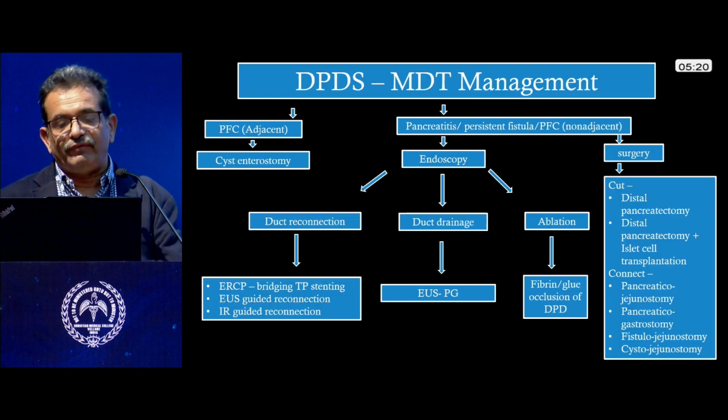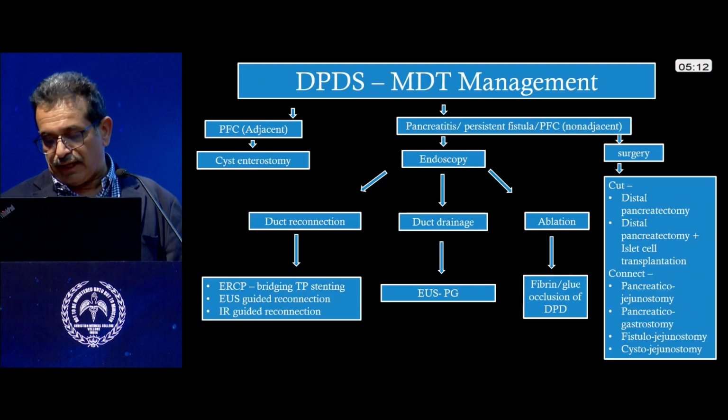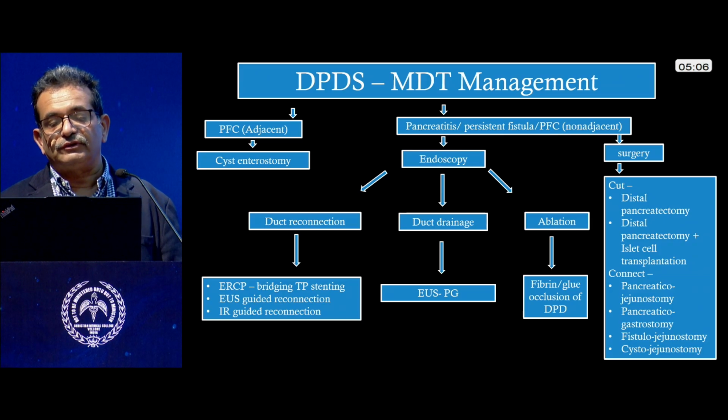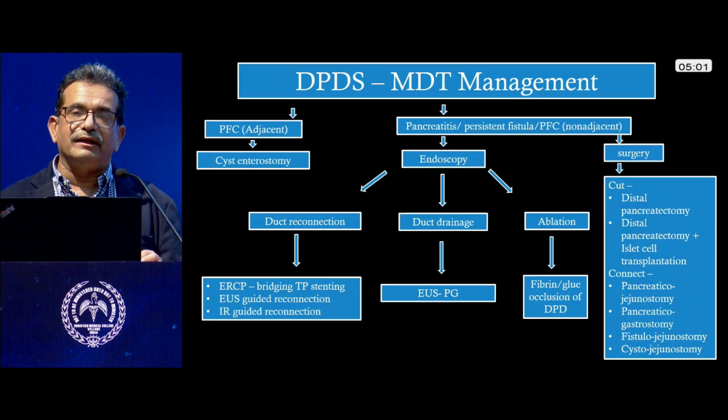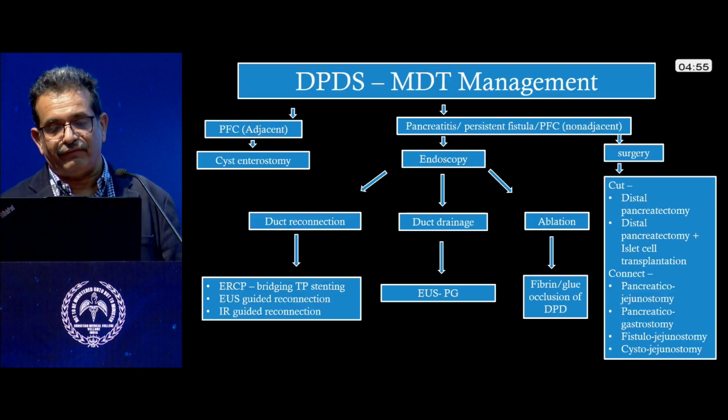However, mainly when we are talking about disconnected pancreatic duct, we need a multimodality management. If there is an adjacent PFC or fluid collection, the approach should be an EUS guided cystenterostomy. If the patient has pancreatitis or a persistent fistula or a non-adjacent PFC, and by non-adjacent I mean it's away from the bowel wall, then an endoscopic approach for transmural drainage is sometimes not available.